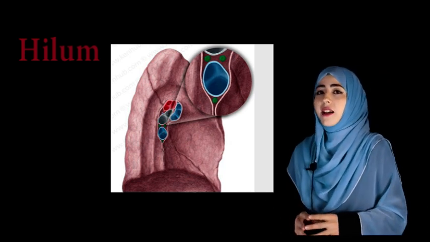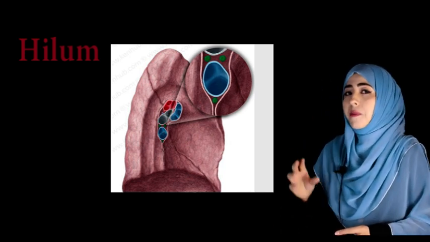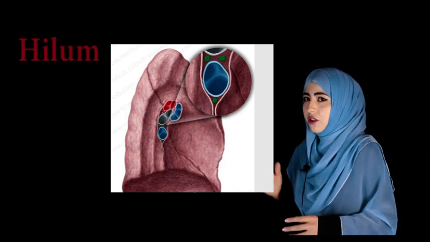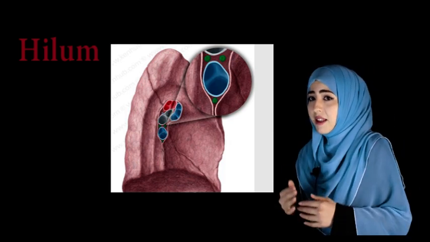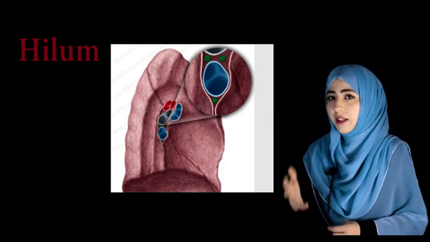The hilum of the lung is a wedge-shaped area on the mediastinal surface of each lung, through which the structures forming the root of the lung pass to enter or exit the lung.